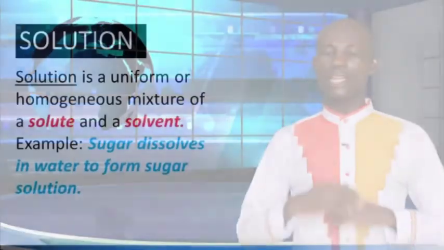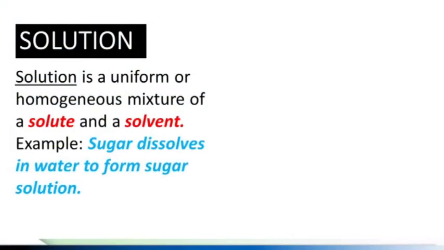Now let's look at what a solution is. A solution can be explained as a uniform or homogeneous mixture of a solute and a solvent. So whenever a solid substance and a liquid substance are put together and the solute is dissolved completely, it gives us what we call a solution. For example, you put a sugar cube in water and it dissolves. At the end, we get what we call sugar solution.